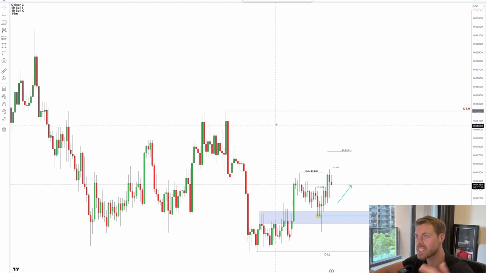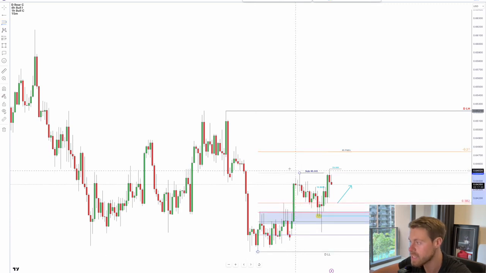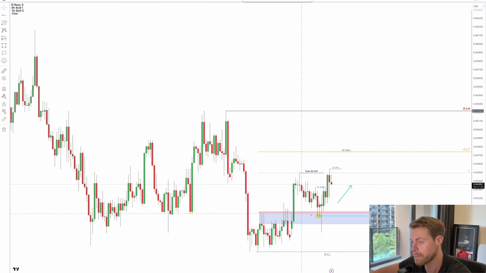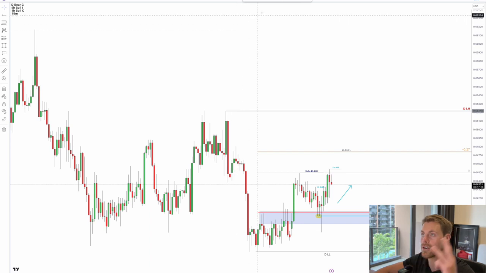Second part is the fib retracement levels. So when we pull our fib over here, we can clearly see that we have the 50% Fibonacci retracement area that is perfectly being respected. So I'll just clean that up and leave the fib extension, but also the 50%. Then we have our third, and this is a more advanced level.